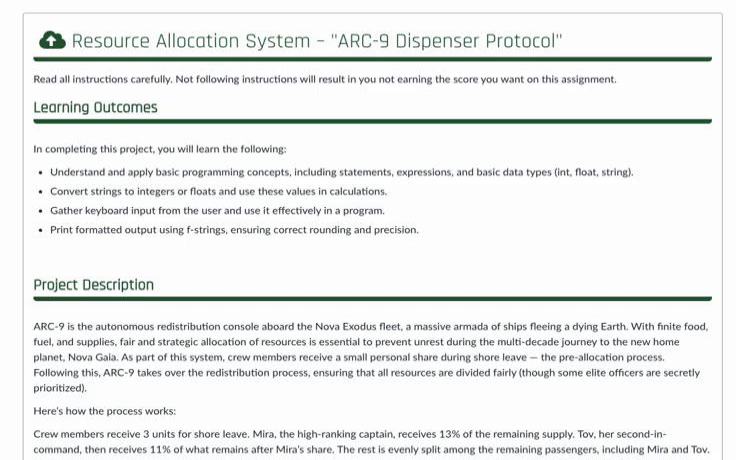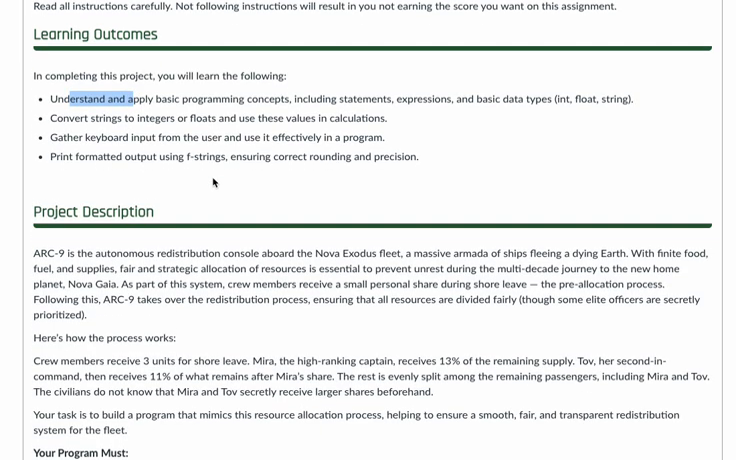Okay, so for this first project, what are the learning outcomes? The learning outcomes are to understand and apply basic programming concepts, including statements, expressions, and basic data types. So you need to know what an expression is, what a statement is. Then basic data types like integer, float, string, and how you can convert vice versa, string to integer, integer to string, float, and use these values in our calculation. Gather the keyboard input from the user, how you can get the user's input through the keyboard and use it effectively in a program. And then finally, when you are generating those results, print the formatted output using an F-string, ensuring the correct rounding and precision.